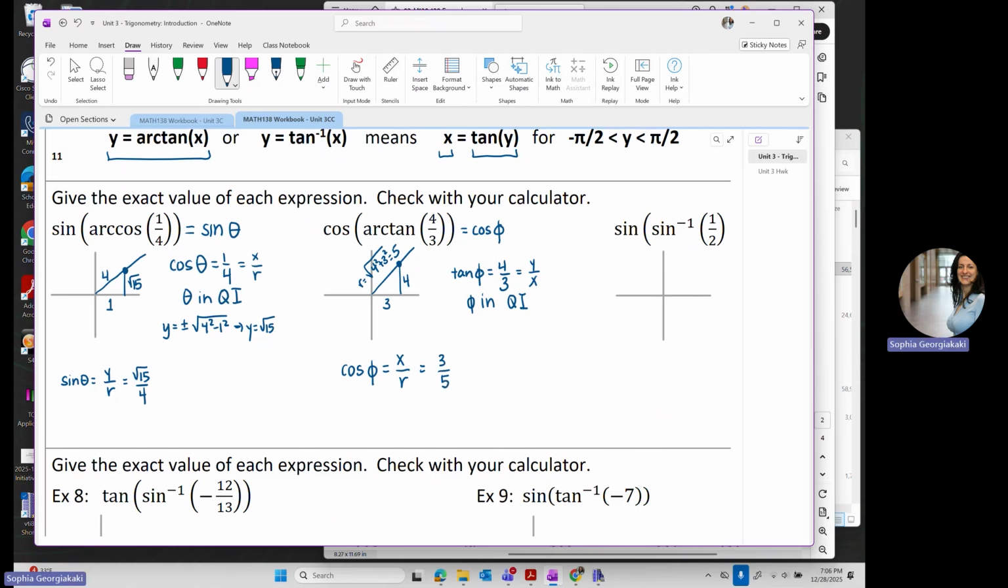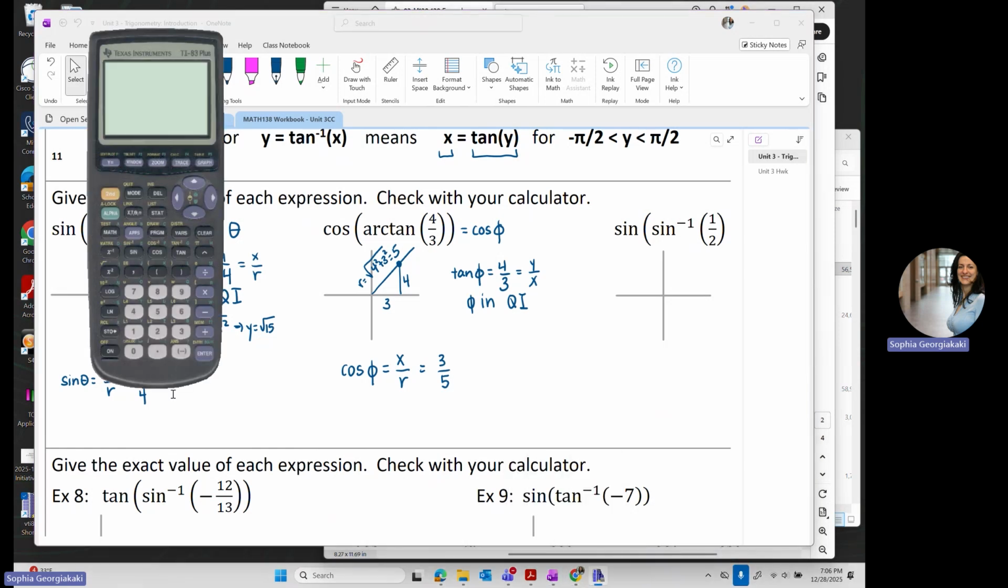Now, since this is a rational number, if I were to use my calculator, it should come out as a reasonable answer. So if I had done cosine of the inverse tangent of 4 divided by 3, I would find it to be 0.6, and 0.6 is the decimal representation of 3/5.